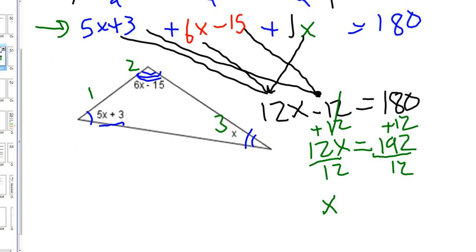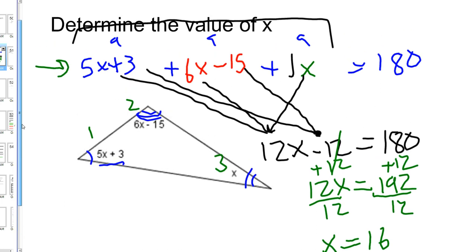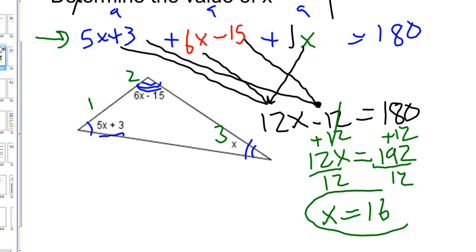So x equals 16. We always want to double check and see if we answered the question. So let's go up and look. Determine the value of x. Have we done that? Absolutely we have.